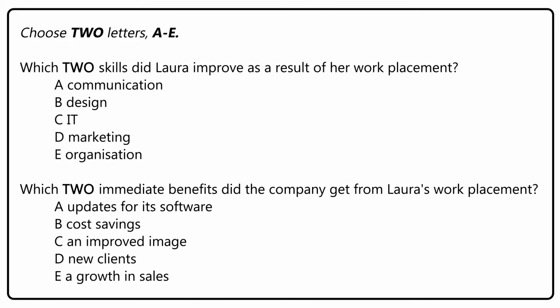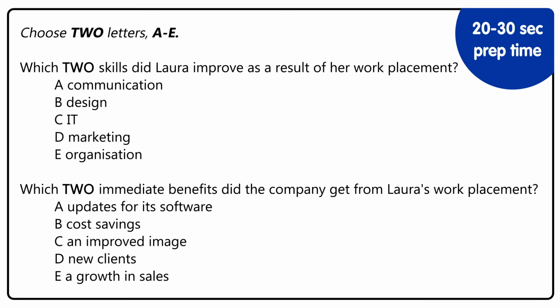Well, as you can see, there are 2 parts, and in each part here, there are 2 questions. In the preparation time, we take a look at the questions, and we'll see what we are going to do. Well, the first part is, which 2 skills did Laura improve as a result of her work placement? So in this type of question in which we have to find 2 skills or 2 information or maybe 3, we have to choose 2 or 3 letters.